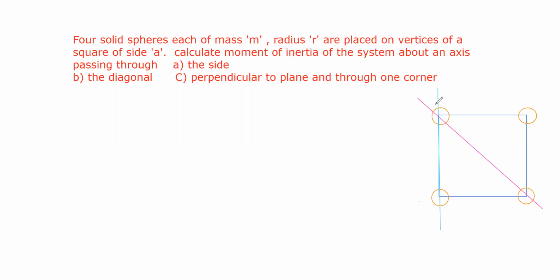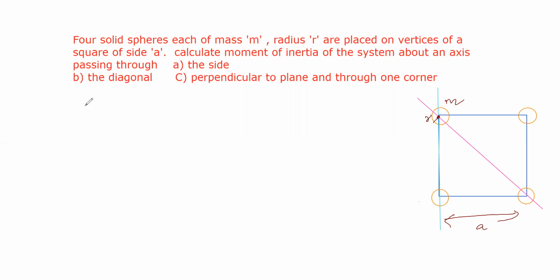First, we have to get it about the side. Second, we have to calculate it about any diagonal. Third, perpendicular to the plane and passing through one corner. See here, what is given: the mass of each sphere is m, the radius of each sphere is r, and the side length of the square is given as a.